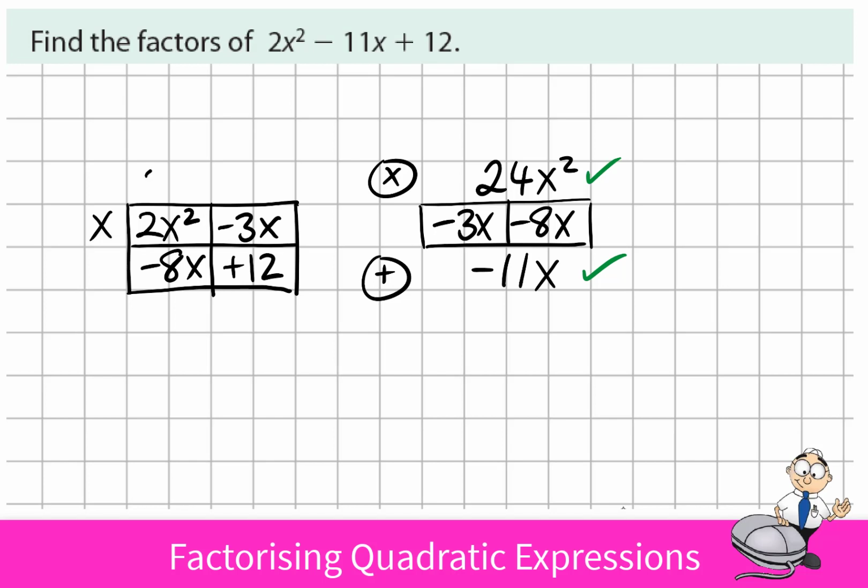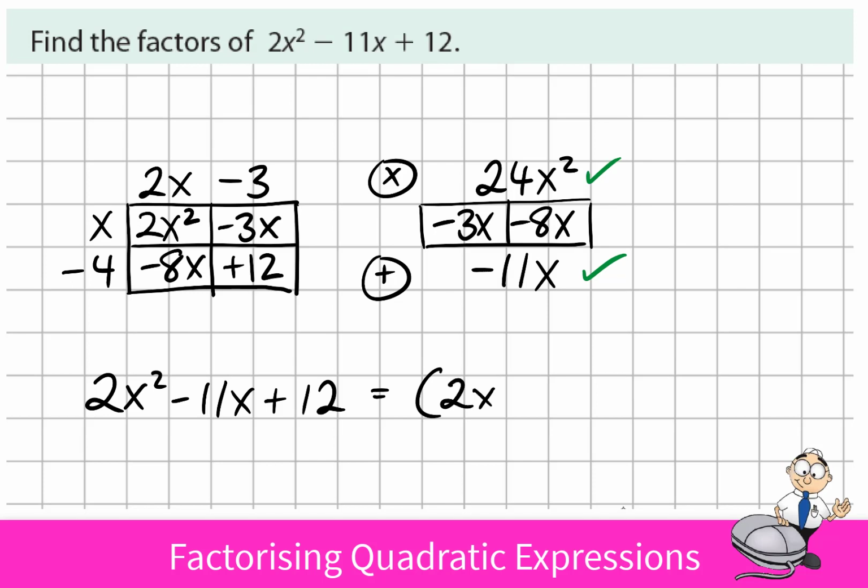Looking in the top line, we see that x is the highest common factor. x by 2x gives us 2x squared. x by negative 3 gives negative 3x. Negative 3 into 12 goes negative 4 times, and we see that negative 4 by 2x is also negative 8x. So that works. So we can say the factors of this quadratic are 2x minus 3 and x minus 4.